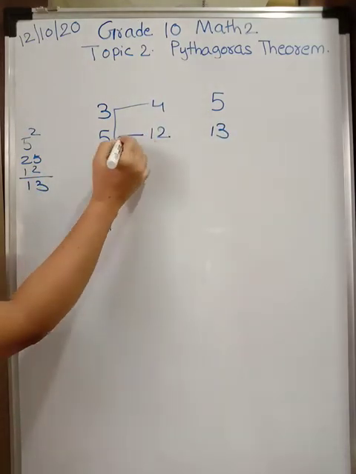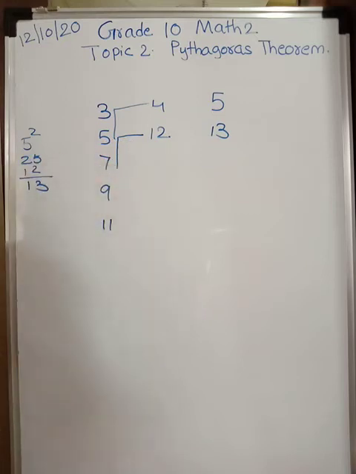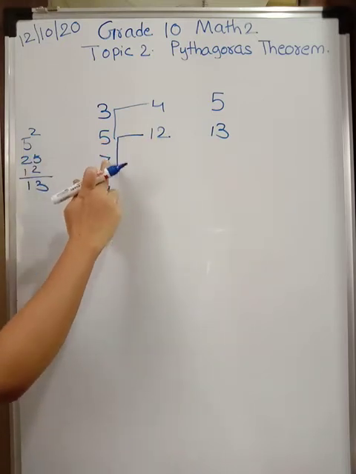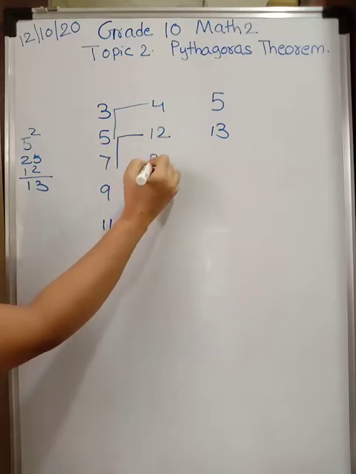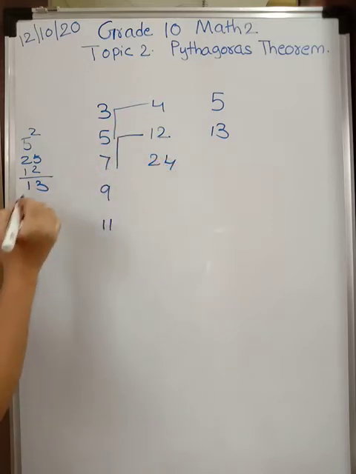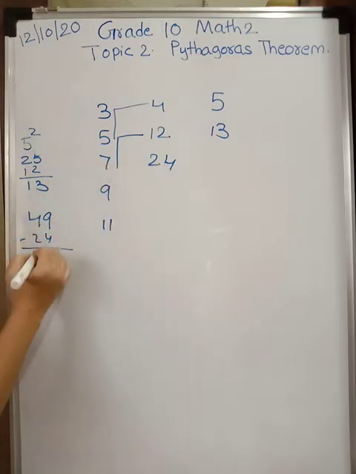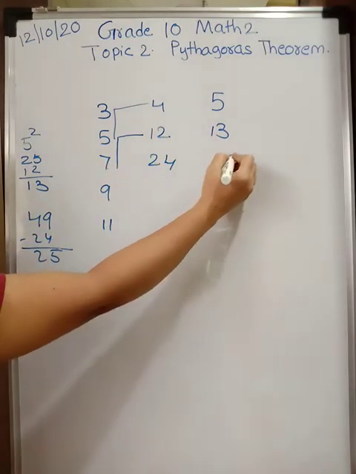Similarly, 12 plus 5 plus 7. How much do you get? 5 plus 7 is 12. 12 plus 12 is 24. Now what is the square of 7? 7 sevens are 49. From this you subtract 24. What do you get? The third term, that is 25.